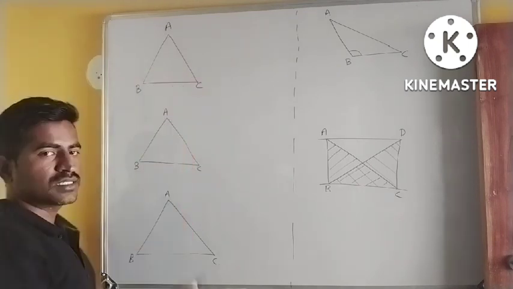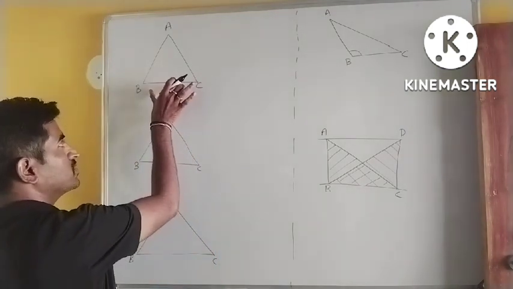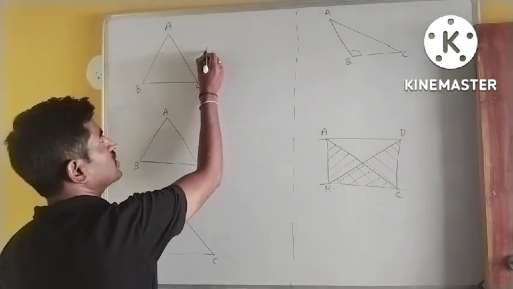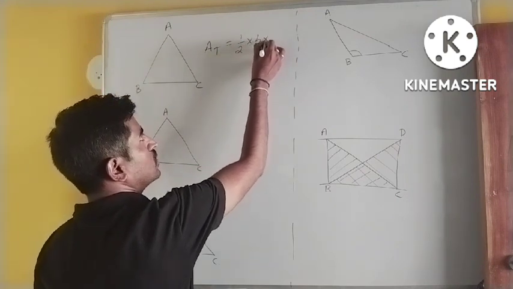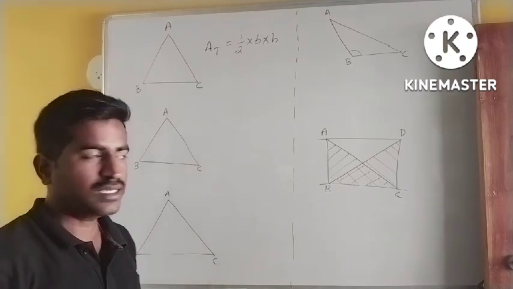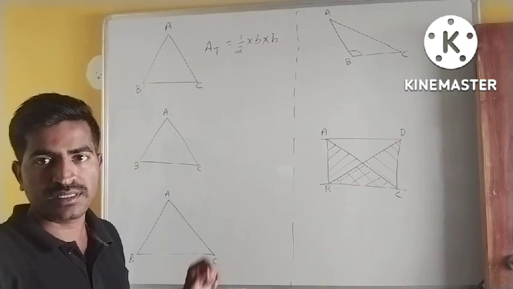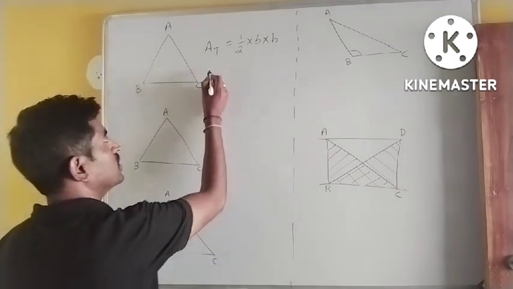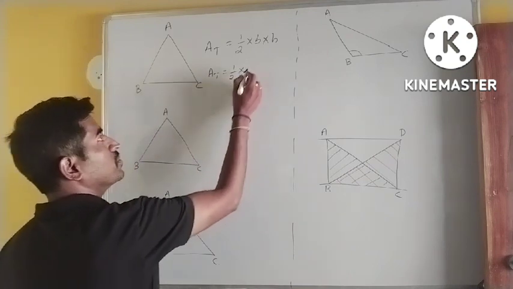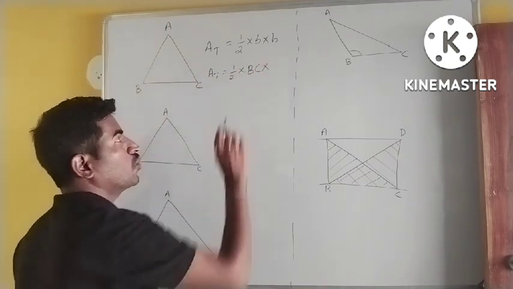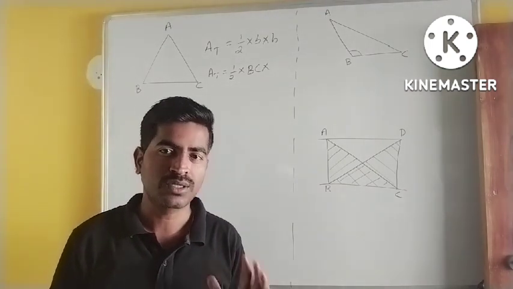In the triangle ABC, what is the area of the triangle by taking BC as the base? The formula is half into base into height. I want the area with BC as the base, so area equals half into BC into height. Remember, height is always perpendicular to the base.